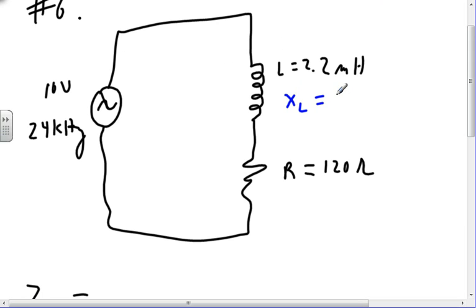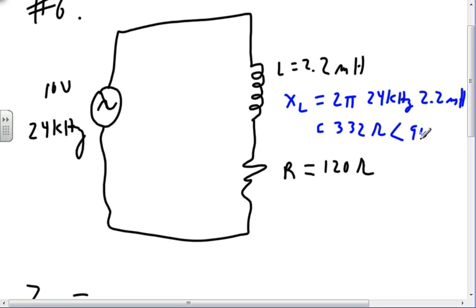X sub L is 2 pi times 24k times 2.2 milli. At that point you take out your calculator: 2 times third function pi times 24 times 2.2. The kilo and the milli cancel out, so I don't have to put them in. 332 ohms, angle 90 degrees, if anybody cares. We may or may not care, it's hard to say.